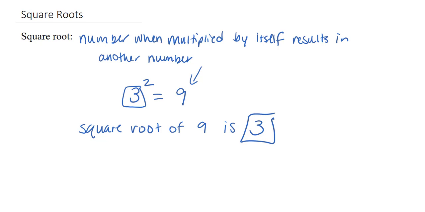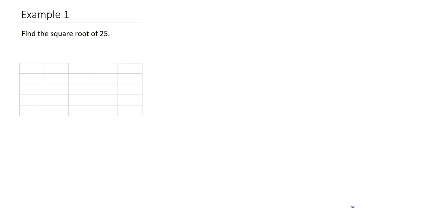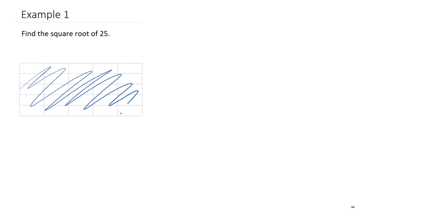So let's look at some examples. Example 1, find the square root of 25. You can see below we have 5 columns and 5 rows, right? So that equals 25 little boxes all together. So this whole area here is 25. Notice that on this side we have 5 columns and then we have 5 rows, or 5 boxes one way and 5 boxes going the other direction.